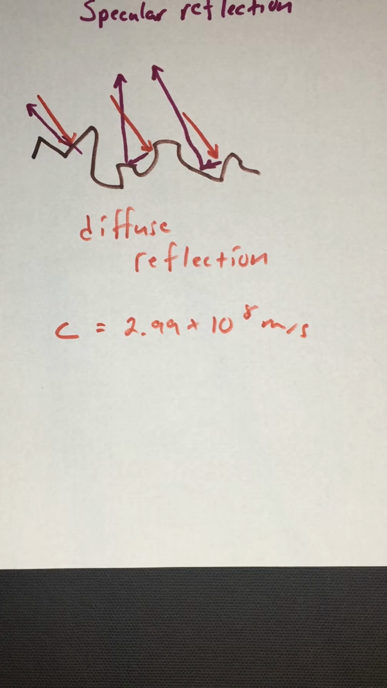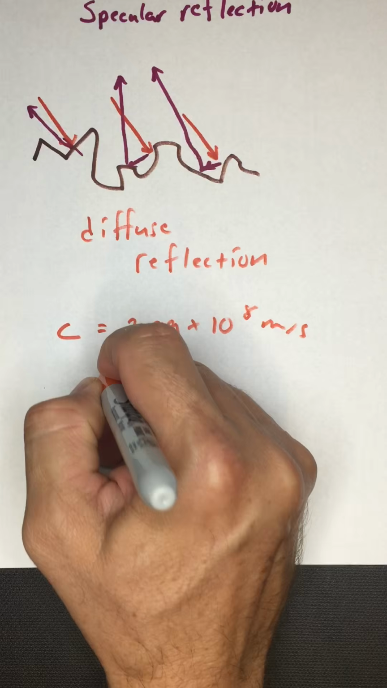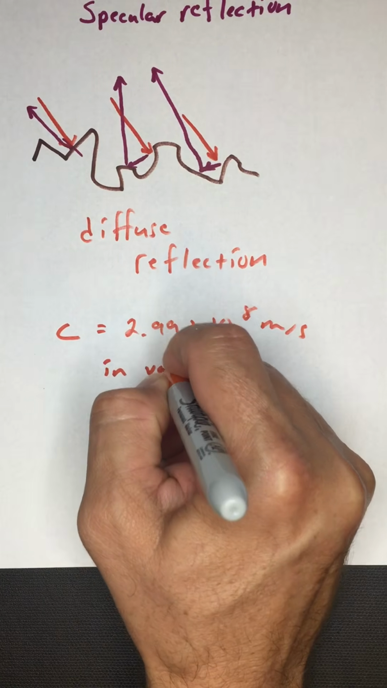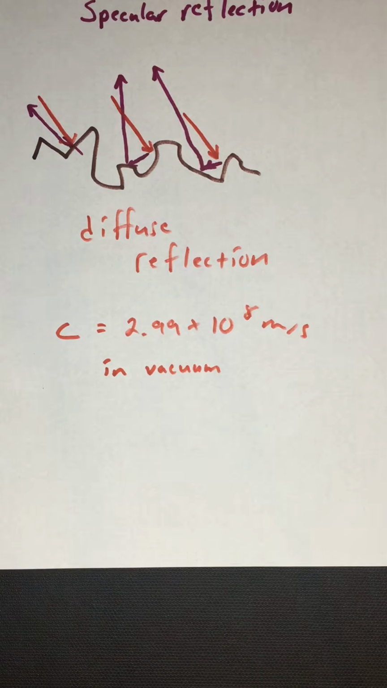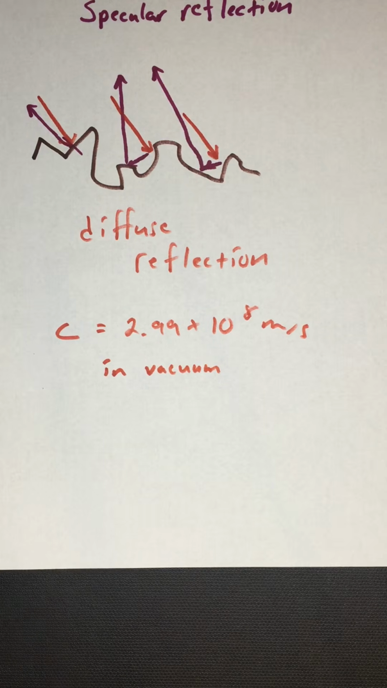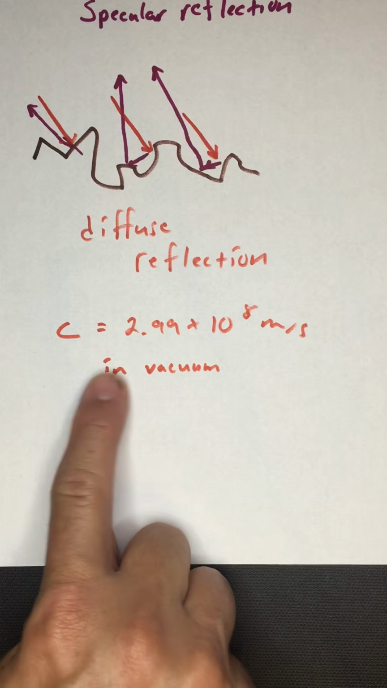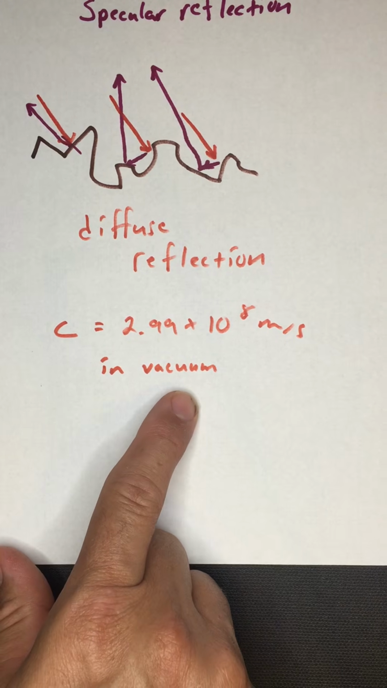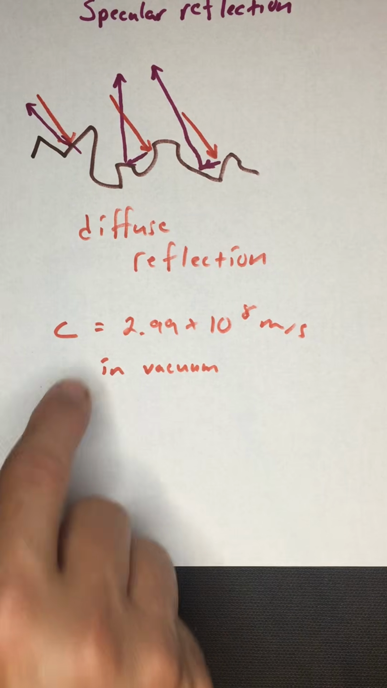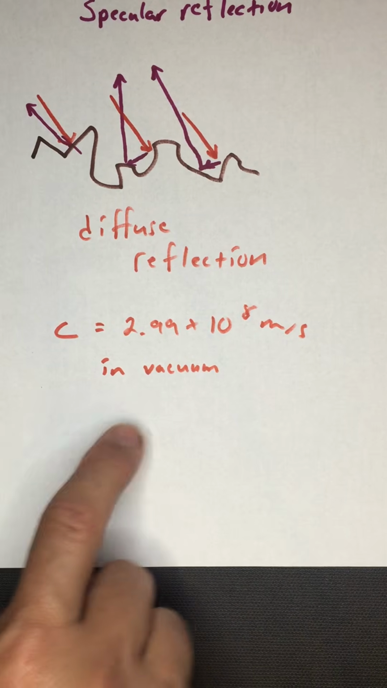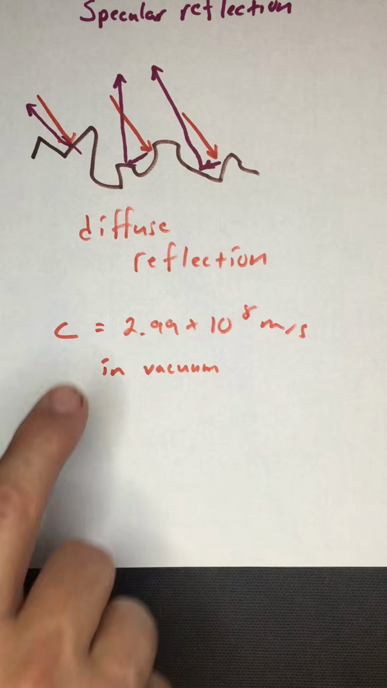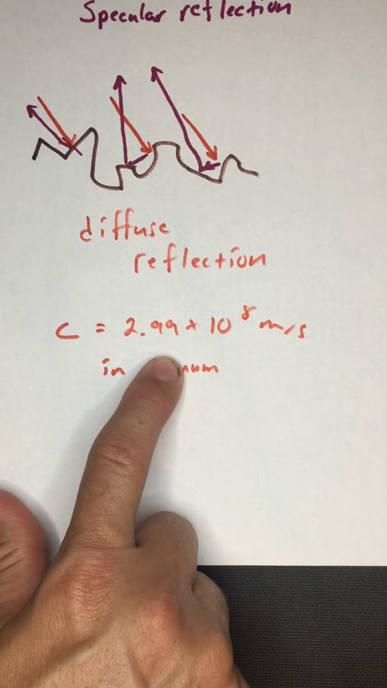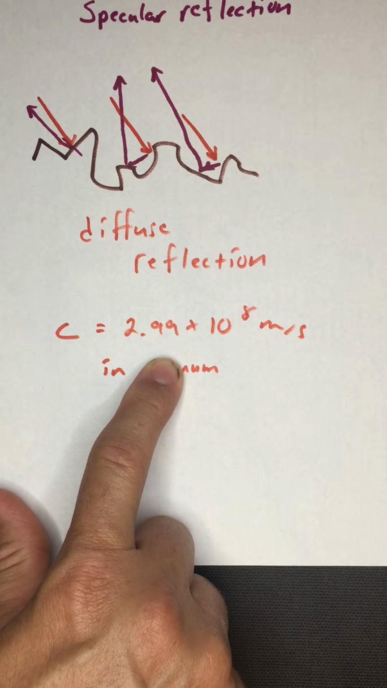But this is the speed of light, and I should say this, in vacuum. As it turns out, it's basically the speed of light in air also. For all practical purposes, the speed of light in air is the same as the speed in vacuum. It slows down a little bit, but we're going to consider this to be in vacuum or in air. The point is, this is the fastest that light is ever going to travel.